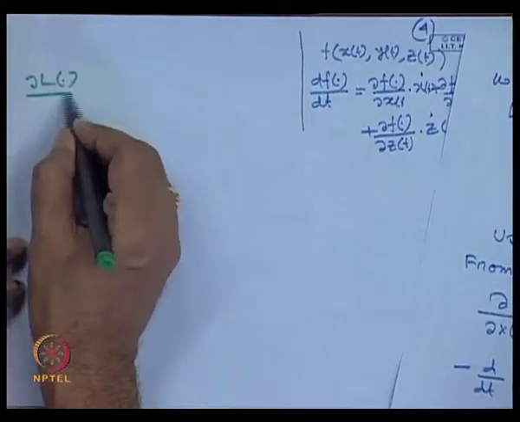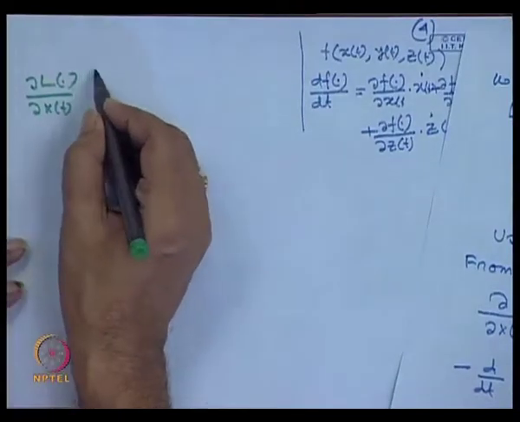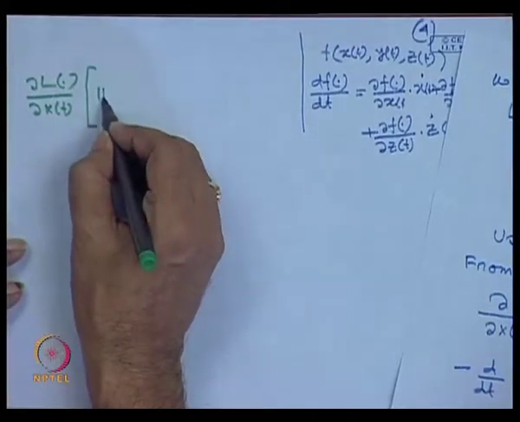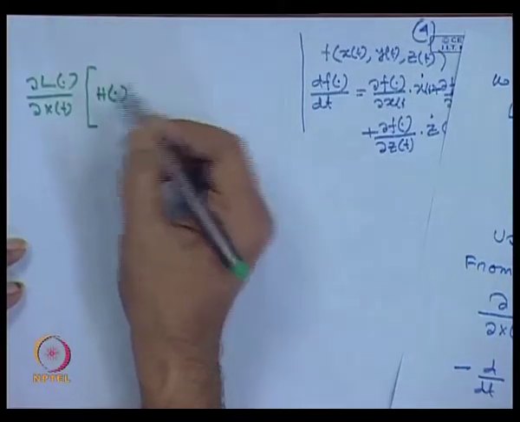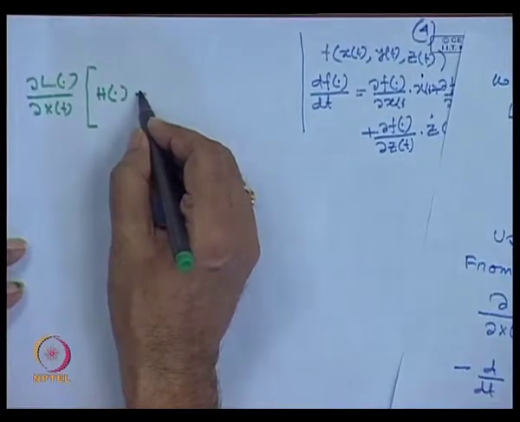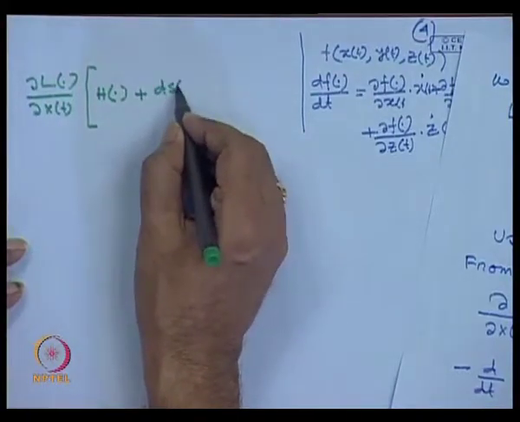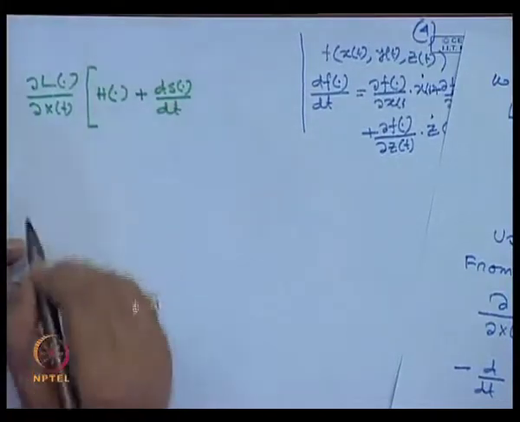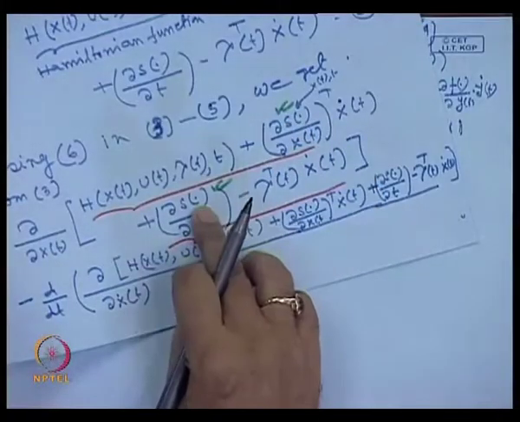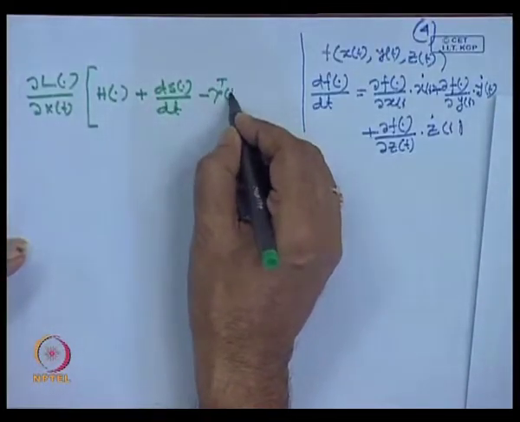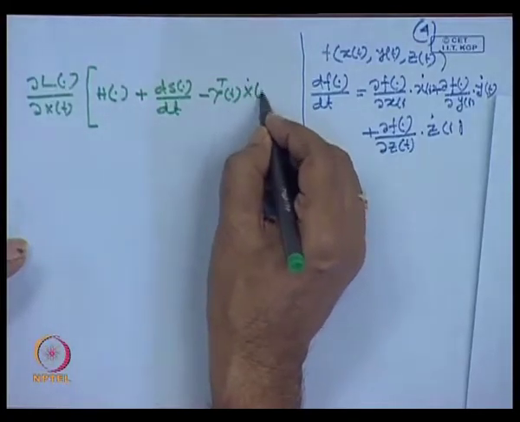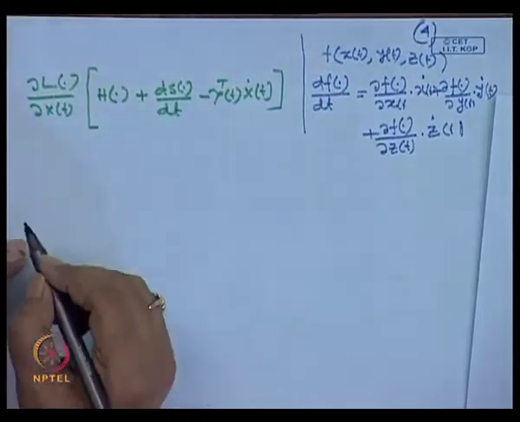So, let us rewrite this equation. We write ∂L/∂x(t), then H, not H dot, which is a function of x(t), u(t), λ(t) and t. This H plus ∂S/∂t, agree, and what is left is ∂S/∂t and λ transpose minus λ transpose x dot of t, agree. This is the first part we have simplified.